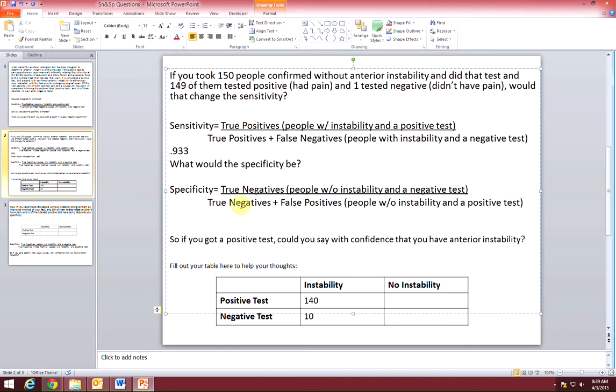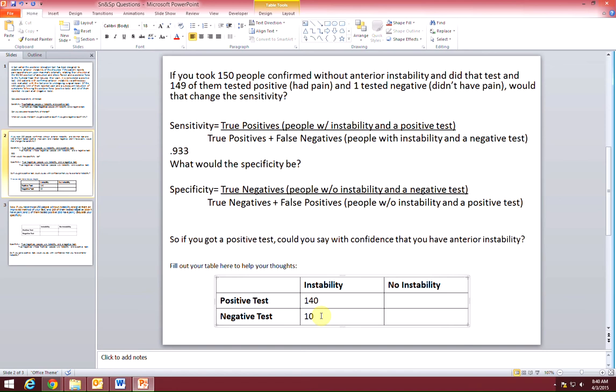So the sensitivity, we know, means that a high sensitivity would mean that if we get a negative test, we do not have the pathology. The reason we can say that here is because these would be our negative tests, and you can see that we only have 10 false negatives, which is pretty good. We have 140 true positives and only 10 false negatives.